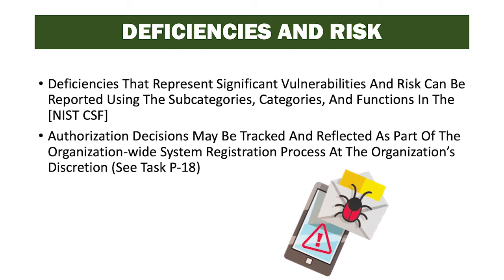Deficiencies that represent significant vulnerabilities and risks can be reported using the subcategories, categories, and functions in the NIST cybersecurity framework. And authorization decisions may be tracked and reflected as part of the organization-wide registration process at the organization's discretion. And that's way back in Task Prepare 18 when we registered the system. We can go back and update that system with our authorization information at this time if your organization is going that way. Again, these significant vulnerabilities we talked about in the last slide, we can track those to subcategories, categories, and functions in the cybersecurity framework if that's the way the organization wants to use it.